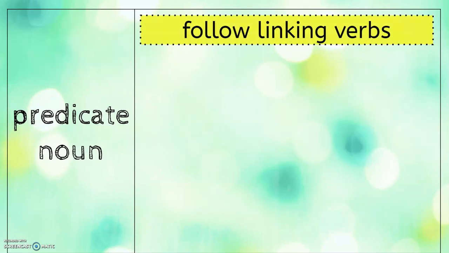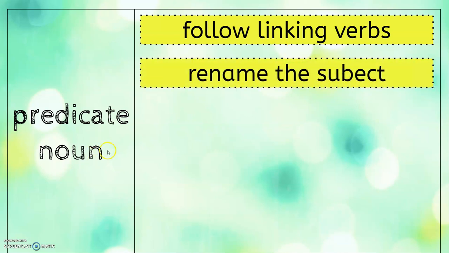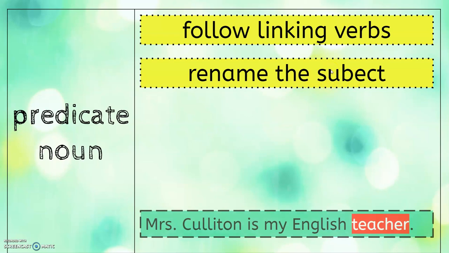We're almost done, but we've got predicate nouns still. Now, predicate nouns don't go with action verbs. They go with linking verbs. And if a noun is a predicate noun and it follows a linking verb, it's going to go back and rename the subject, which I misspelled. My apologies.